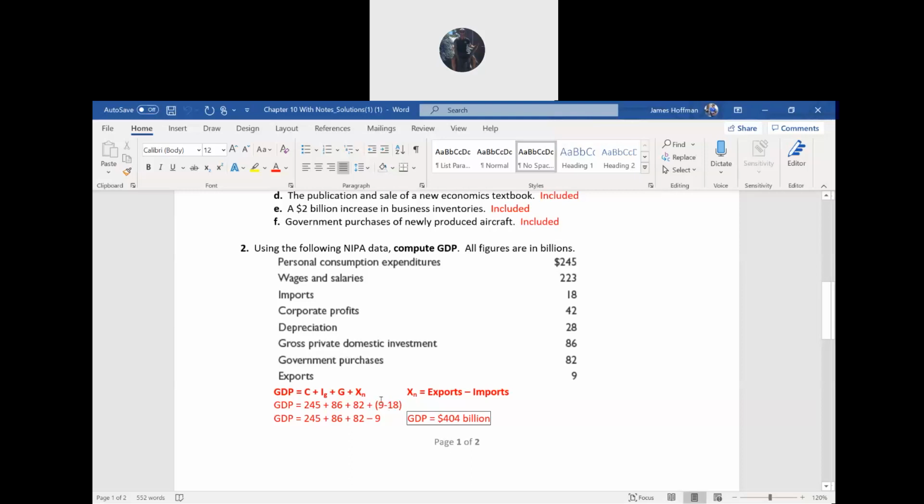It doesn't matter if this is bigger than this. It's often the case that imports are bigger than exports in the US. So this is going to be a subtraction, but you have to make sure you account for it because the exports go for this year's GDP. The imports go to some other country's GDP. Okay, so we get 245 plus 86 plus 82 minus 9, and we get a GDP here of 404 billion.